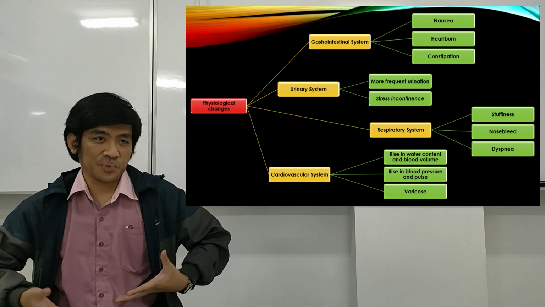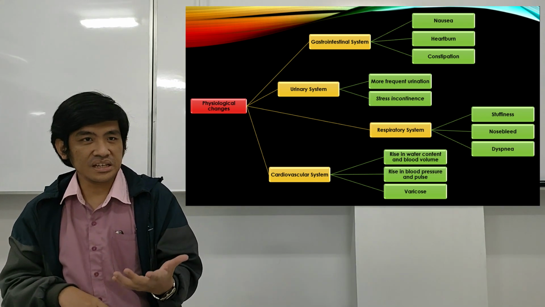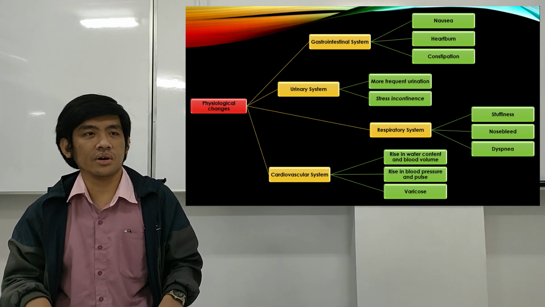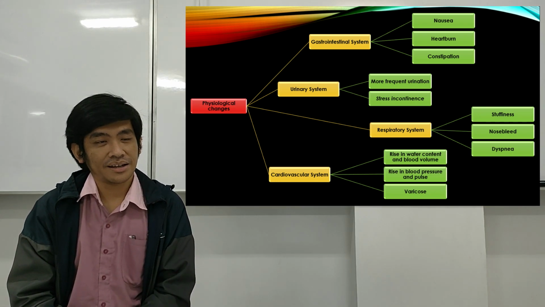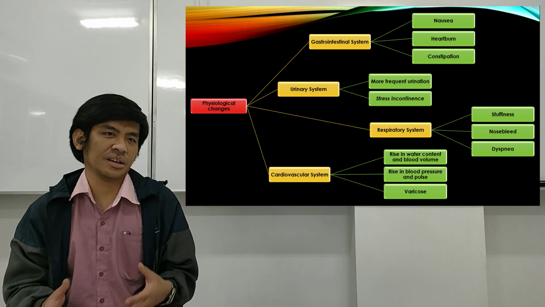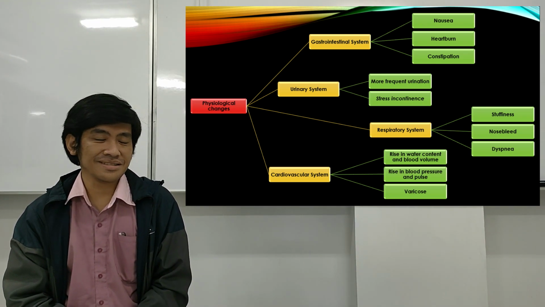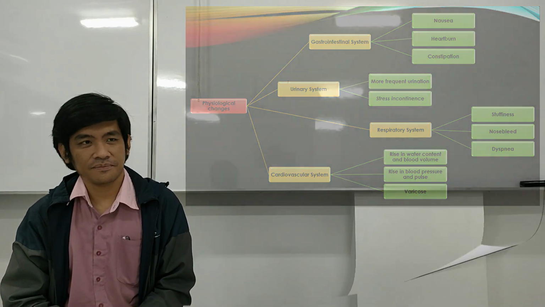Due to the uterus pressing on the pelvic blood vessels, the venous return from the lower limb may be impaired, and this will result in varicose veins, or enlarged and twisted veins, that lead to swollen ankles and swollen feet.